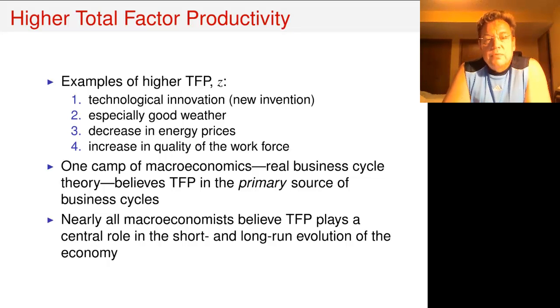Now, there's one camp of macroeconomics called real business cycle theory, and the book devotes at least a chapter to this, that believes that total factor productivity is the primary source of business cycles. But you don't have to buy into believing that it's the primary source to believe that total factor productivity plays a very important role, both in generating short-run fluctuations in GDP and in the long-run evolution of the economy.